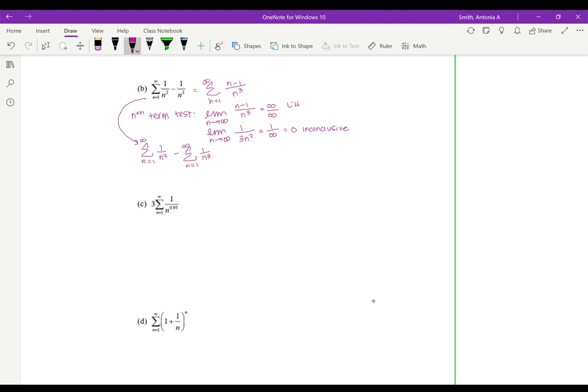Because now this is two different p-series tests. So if I use the p-series test, we are testing for is p greater than 1 or is p between 0 and 1. And in both of these, p is greater than 1, right? 2 is greater than 1 and 3 is greater than 1. So this first piece converges. The second piece converges. So overall, this series converges.